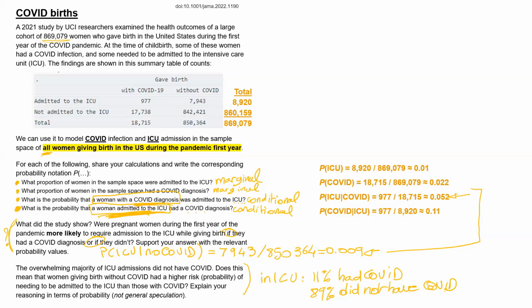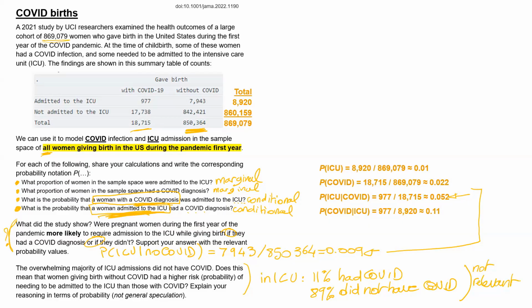Oftentimes during the pandemic, especially at the beginning, we had reporters saying, oh, what percent of people in the ICU have COVID? This is not relevant because the question is, in general, what percent of people have COVID? And thankfully, that's always been like a minority anyway. Overall, in the entire study, regardless of ICU admission, there were way more women without COVID than women with COVID. And so the fact that the ICU also had way more women without COVID than with COVID, that doesn't tell us anything in and of itself.